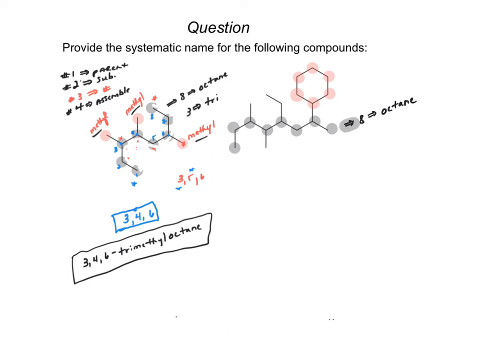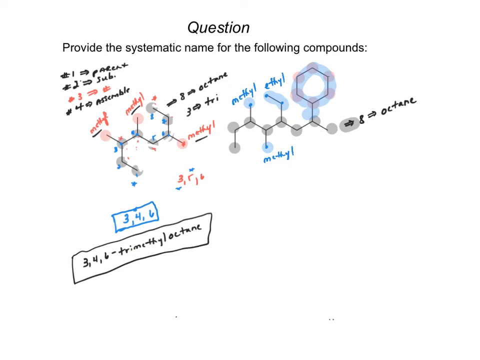Now, we need to identify the substituents. So we've got a couple of them. We've got a substituent here. We've got a substituent here. We've got a substituent here. And then we also have this guy, another substituent coming off of our parent. So we'll go ahead and identify and name them. So again, we have a 1 carbon chain here. This is a methyl. We have another 1 carbon chain here. This is a methyl. Then we have a 2 carbon chain. This is an ethyl.